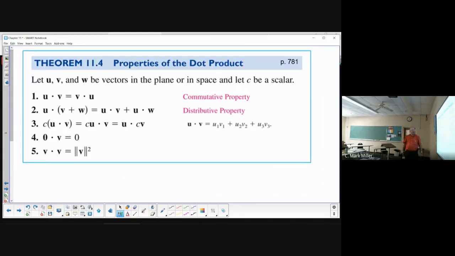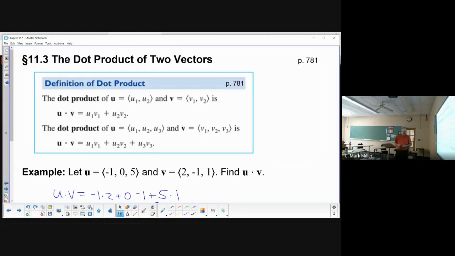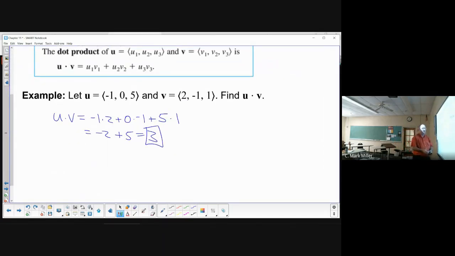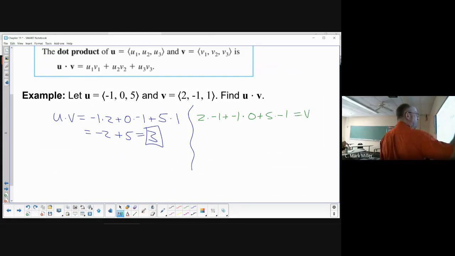Properties of the dot product. Most of these are going to be straightforward, and I'll try to give you a little insight there. U dot v equals v dot u. It's commutative. Well, that makes sense because if I just drew a squiggly line here, this is u dot v. I could rearrange these numbers into 2 times minus 1 plus minus 1 times 0 plus 5 times minus 1. In other words, since multiplication is commutative, I could flip the order of each of these, and I wind up with v dot u. That was easy.